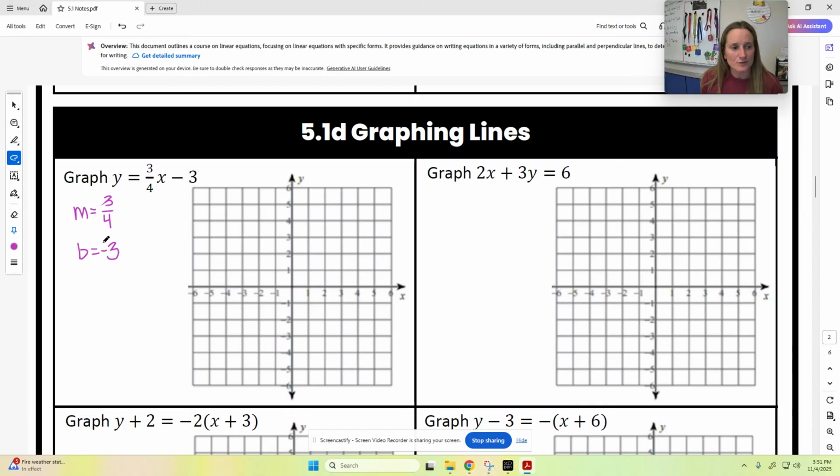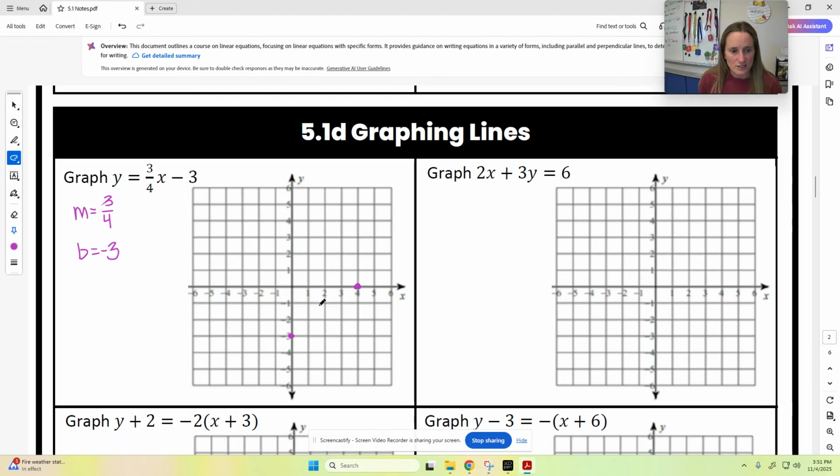So we are going to first graph our y-intercept, because in order to graph a line, you have to know where a point on that line is. And that's what our y-intercept is. We know that this line is going to cross right here. And if we know the slope, we know where to move from there. So from this point, we're going to go up 3 and over 4.